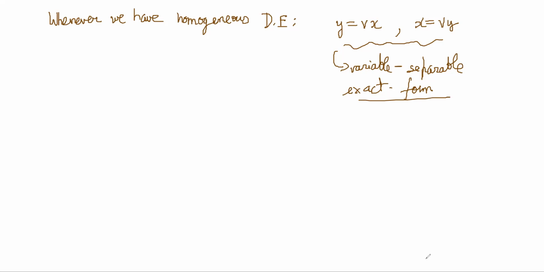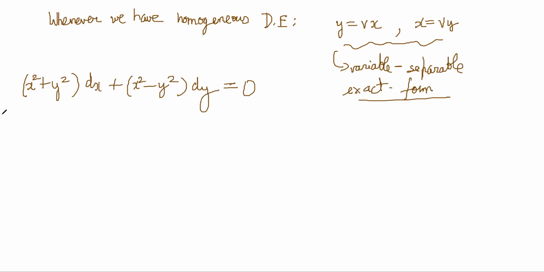So for example, x square plus y square dx plus x square minus y square dy is equal to 0. Now you notice that every term is degree 2, so that is a homogeneous equation. You don't need to bother too much here. Right now it is not exact, I think. Like right now, if I do dou m by dou y, it is 2y, and dou m by dou x is 2x.